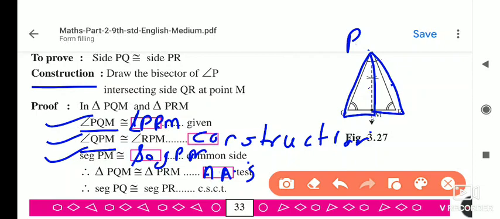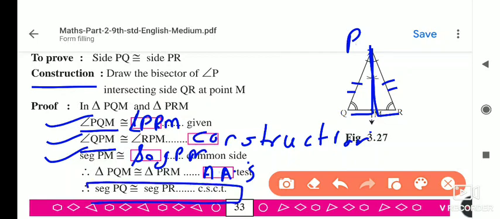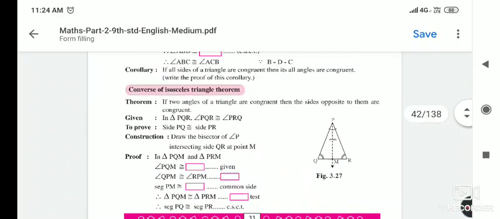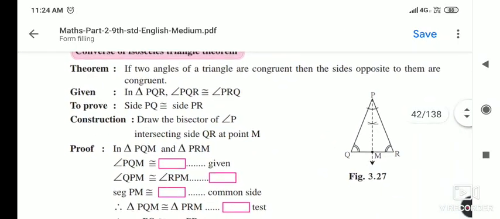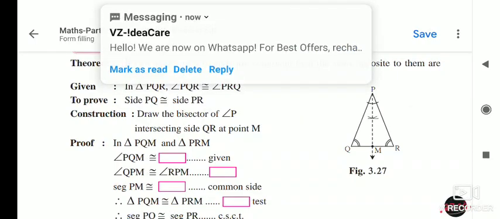Once these two triangles are congruent to each other, the corresponding sides of these two triangles, PQ in triangle PMQ and PR in triangle PMR, are congruent to each other by CSCT, meaning corresponding sides of congruent triangles: C for corresponding, S for side, C for congruent, and T for triangle. In that way you can complete these two activities given in the theorem.